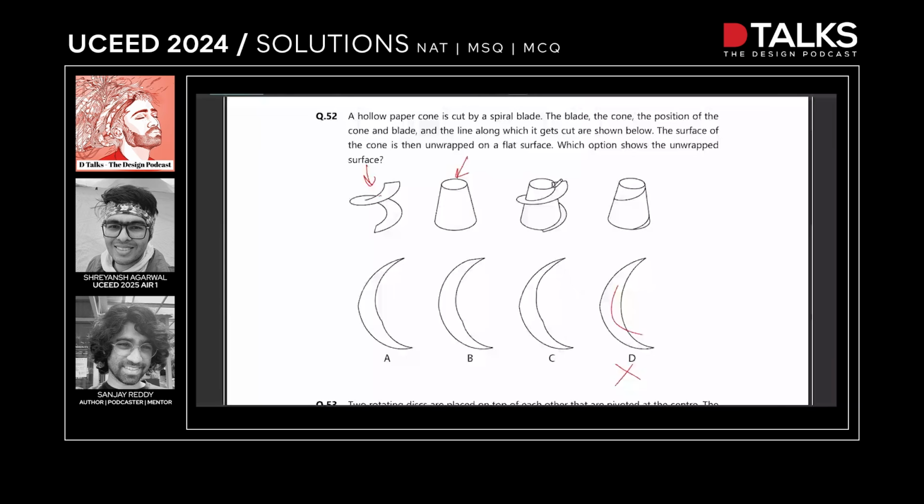So when we open this cone, there's no really good way to answer this question. All you can do is look at the top part: it's going to end in a taper, and even on the bottom side it's going to end in a taper. That's why option B is wrong, because it does not end in a taper.